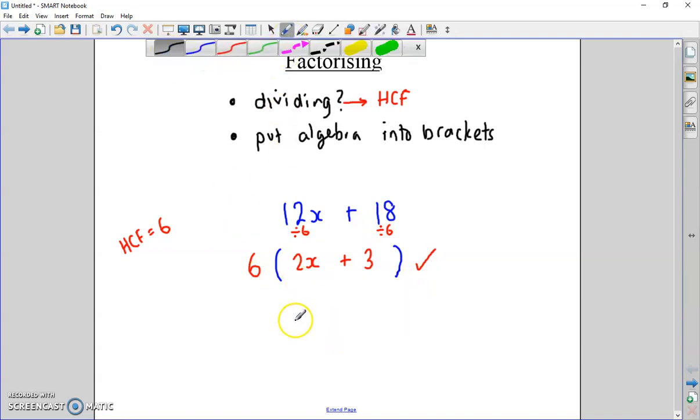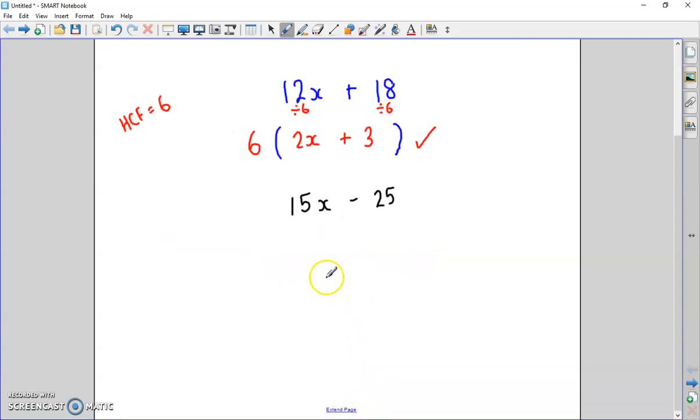If we do another one, similar, not the same, but similar. 15x minus 25. So we've got to look for the highest common factor of 15 and 25. There aren't many common factors. The highest common factor is 5, so 5 goes outside. Divide by 5. Divide by 5. 15 divided by 5 is 3, so 3x. 25 divided by 5 is 5, or minus 5, because it's minus 25 divided by 5, and that's been factorised.